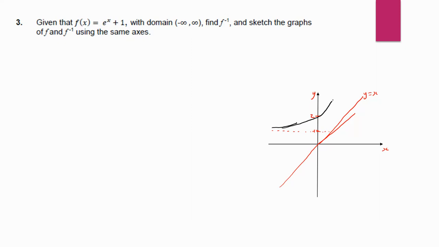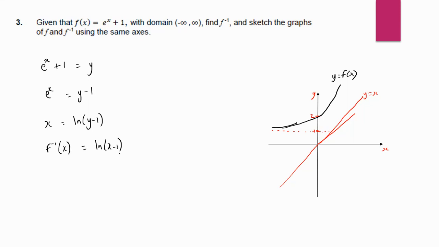And that's the shape of the exponential function. So when I come to do the inverse function, it'll be e to the x plus 1 equals y, just rearranging that. So take 1 off both sides, and then you'll need to take the natural log of both sides. So x will be the natural log of y minus 1. So the inverse function is the natural log of x minus 1.